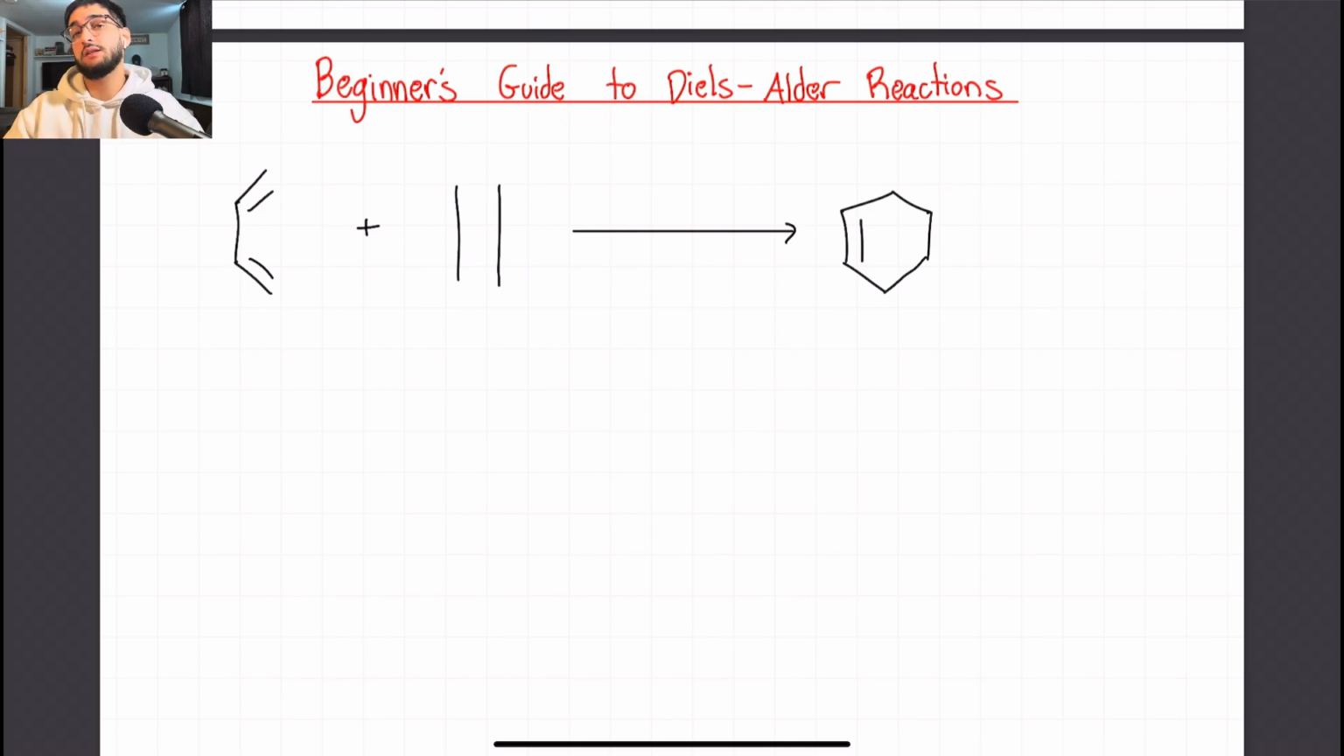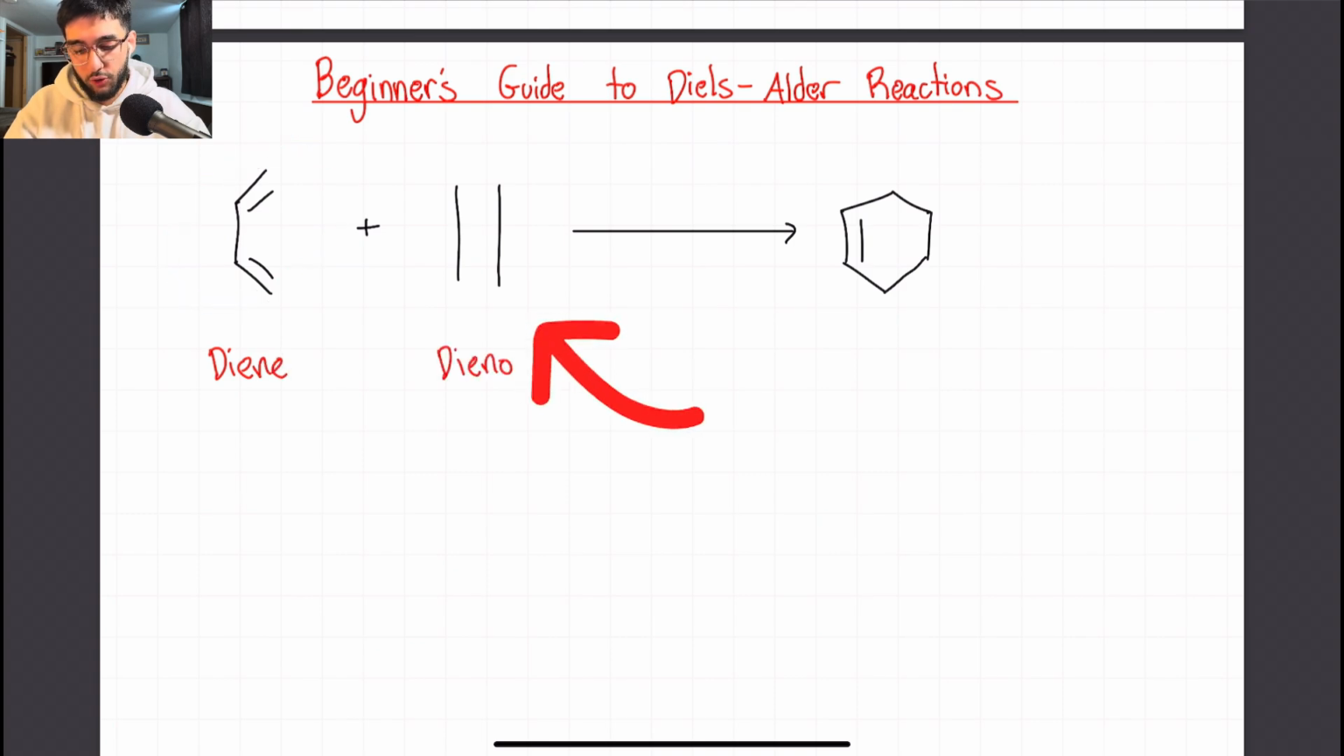Alright, so to kick off this guide, I want to first explain what the Diels-Alder reaction is. Basically it's going to be 2 molecules, a diene and a dienophile, reacting with each other to form an end product that's going to be a combination of both of them.